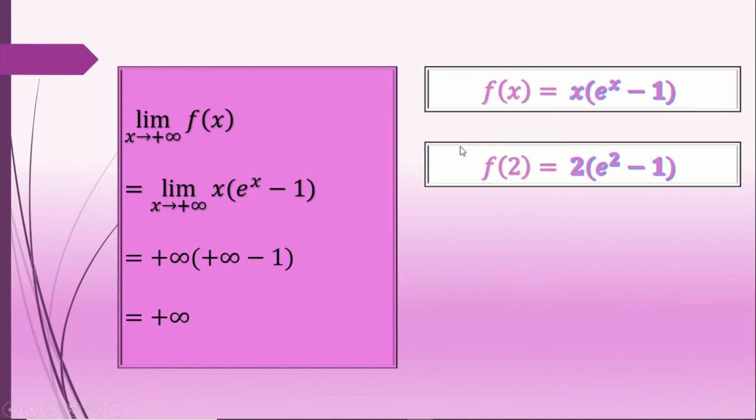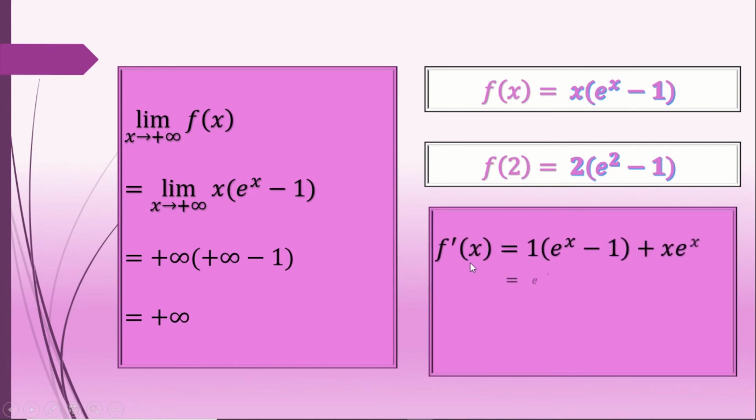What about f of 2? We can just replace x by 2. So f of 2 is equal to 2 times (exponential 2 minus 1). Now we should prove that f prime of x is equal to g of x.